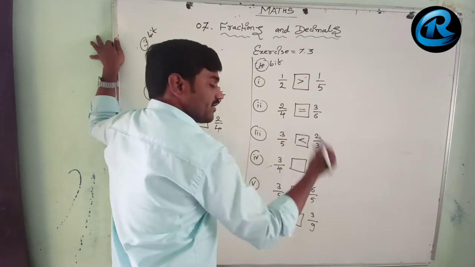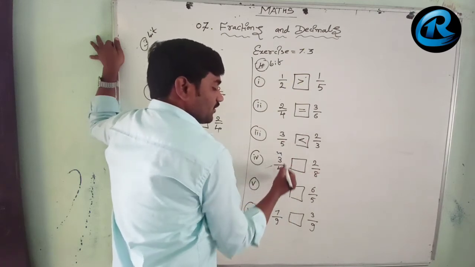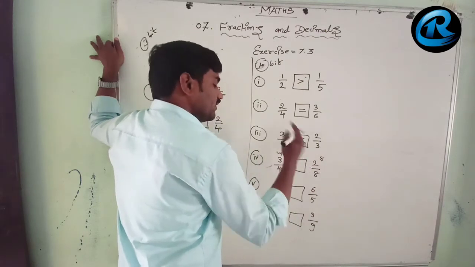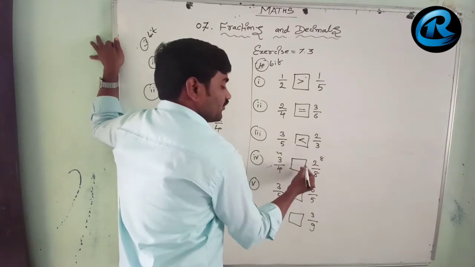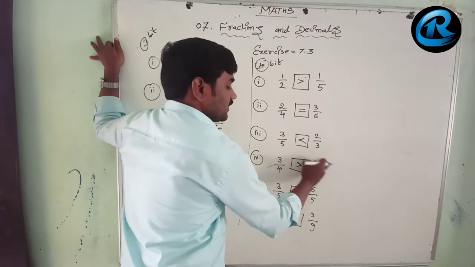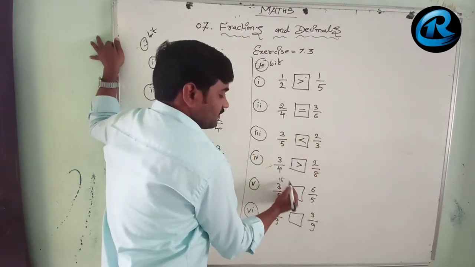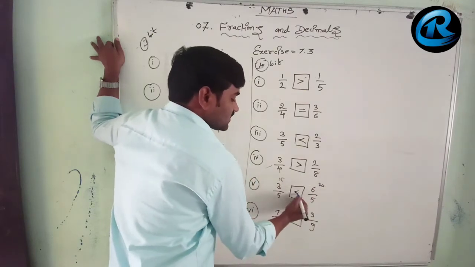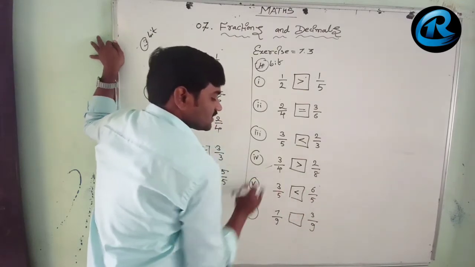Or you do it in the mind. 8 3s are 24, 4 2s are 8. Which is greater now? 24 is greater, so this is greater. Very simple. 5 3s are 15, 5 2s are 10, 5 6s are 30. 15 is less than 30.